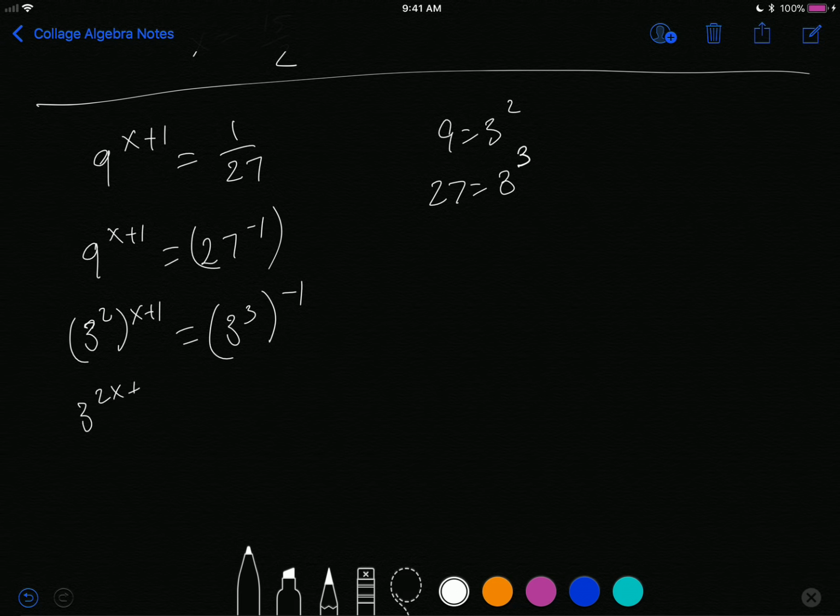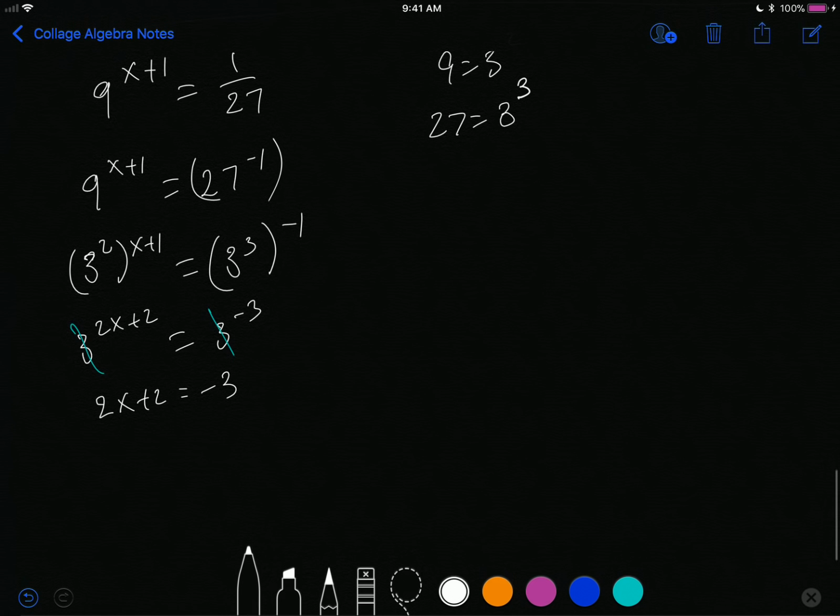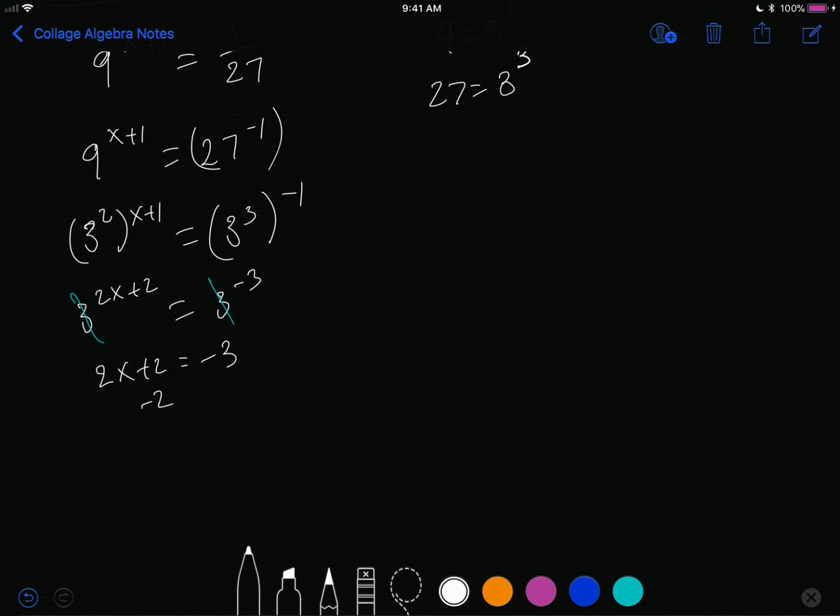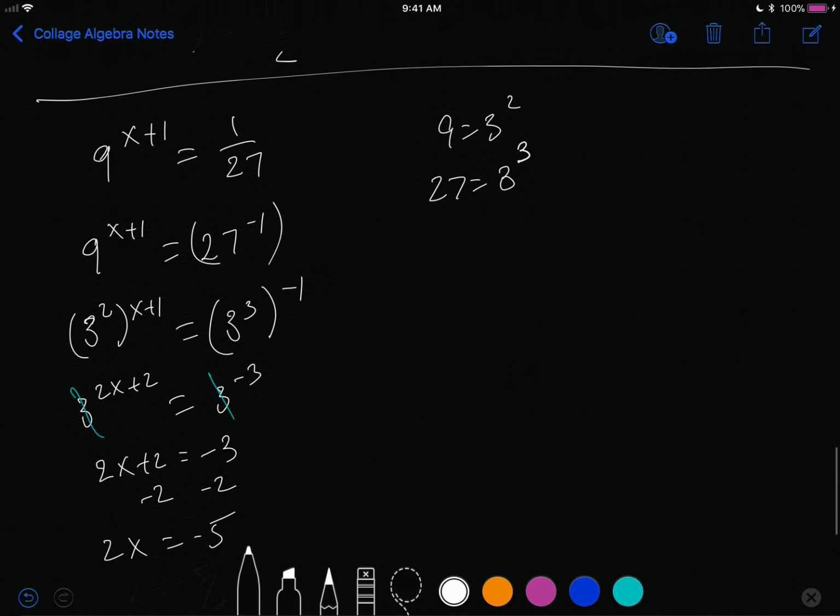3 to the 2x plus 2 equals 3 to the negative 3. After multiplication, I say goodbye to the bases. And so I have 2x plus 2 is equal to negative 3. And then I solve. Minus 2. 2x is equal to negative 5. x equals negative 5 halves. Yet another example.